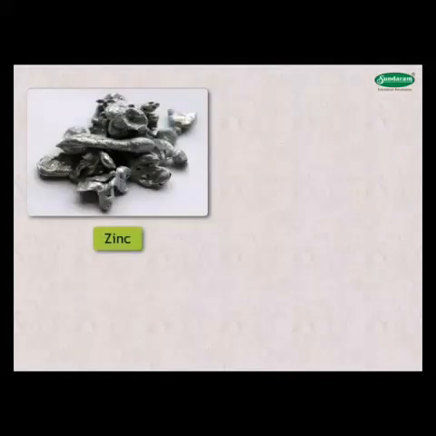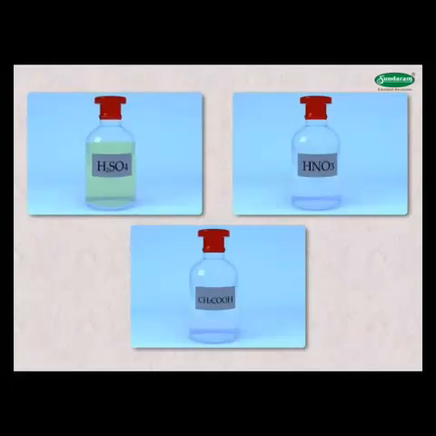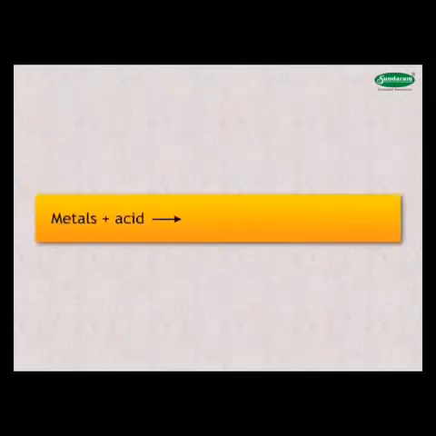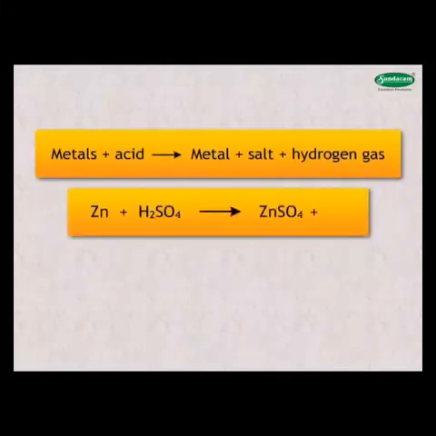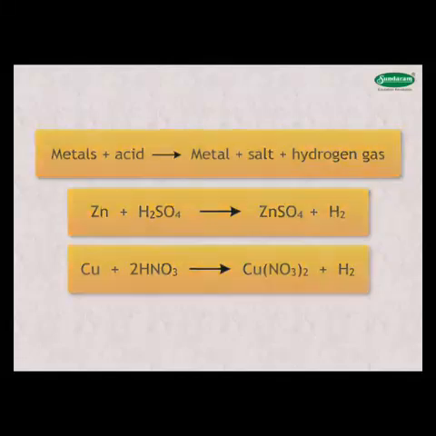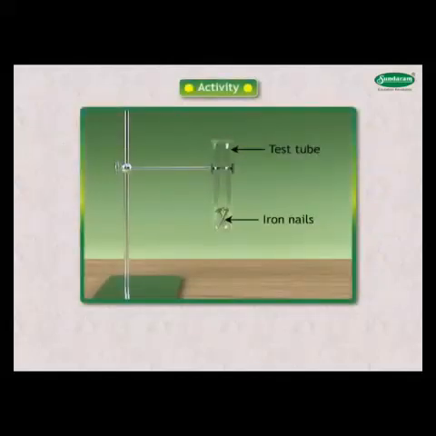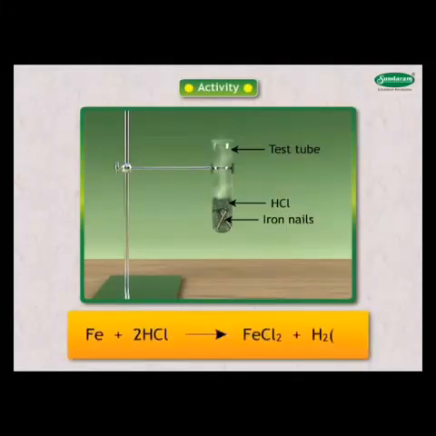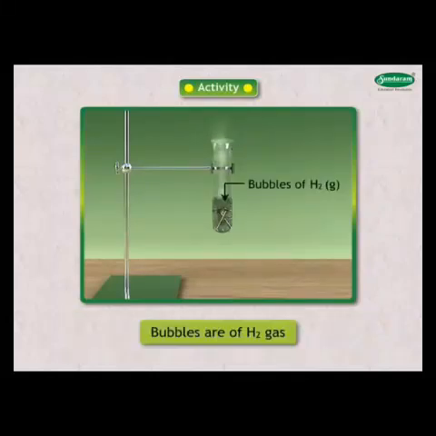Repeat the same experiment with zinc and copper granules using other acids such as dilute H2SO4, dilute HNO3 and CH3COOH. All metals react with acid to give metal salt and hydrogen gas. Zinc forms zinc chloride and copper forms copper nitrate, and hydrogen gas is liberated. What will you observe when iron nails are treated with concentrated HCl? Iron combines with HCl to form iron chloride and hydrogen gas is liberated. The bubbles given out during the reaction are of hydrogen gas.